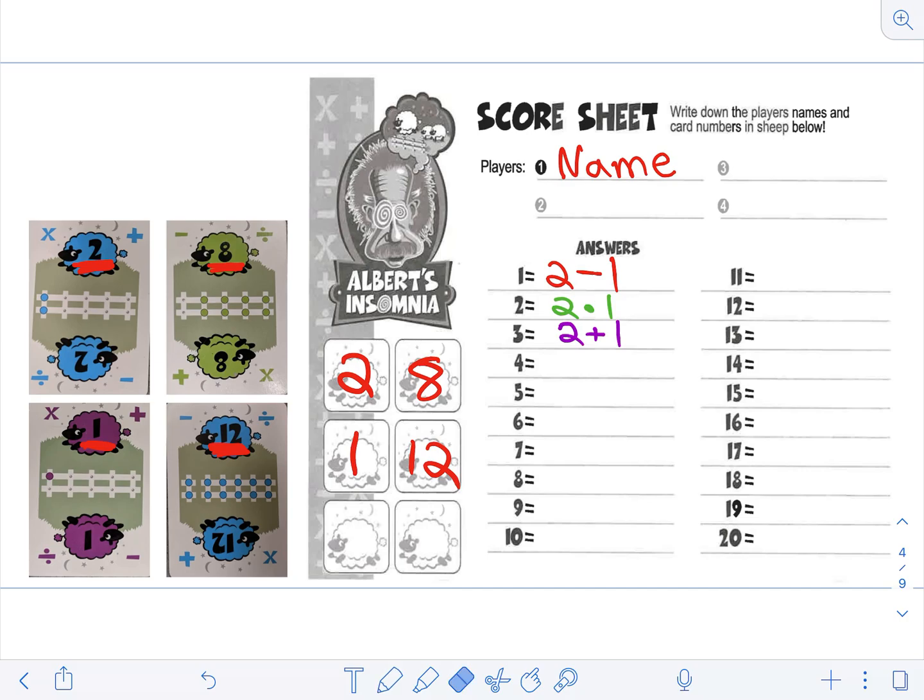Now, if you're thinking in a different way, maybe another way to get 3 could be 12 minus 8, which is 4, minus 1, which is 3. That's completely cool too. Okay?